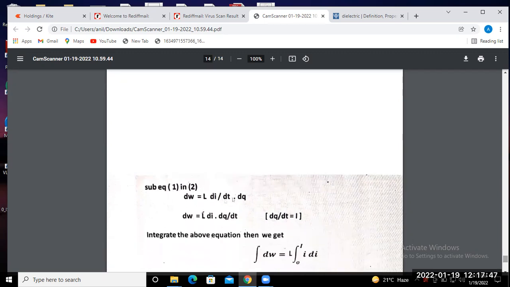If you put dq by dt equal to I and integrate both sides, I di is nothing but I square by 2, with the lower and upper limits put in. So 1 by 2 L I square is the total energy stored in the inductor. So this is all about the energy storage, electrical and magnetic, in the capacitor and inductor.